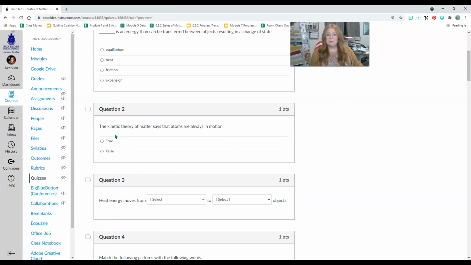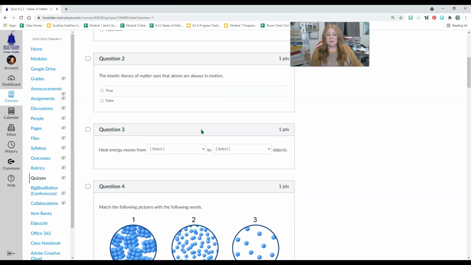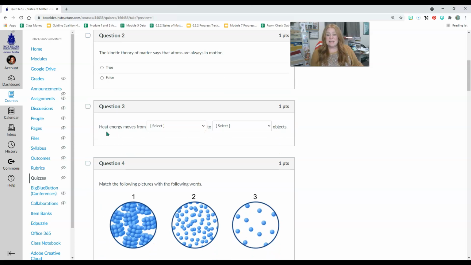Okay, number 2 says the kinetic theory of matter says that atoms are always in motion. So are atoms always moving? Yes is true. False is no. Atoms are always moving. Number 3 says heat energy moves from, you have the choices of hot and cold, to hot and cold over here. So heat energy moves from blank to blank objects. So how is heat always transferred?